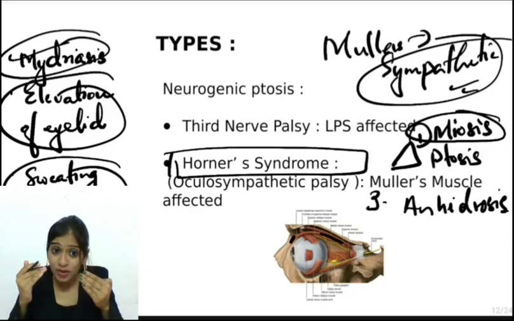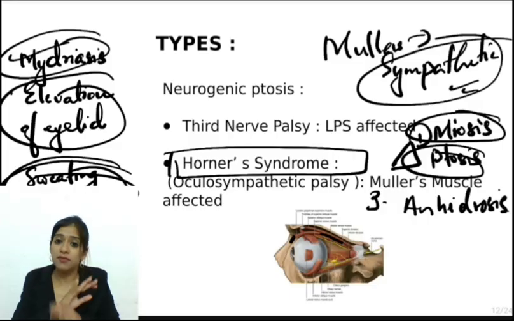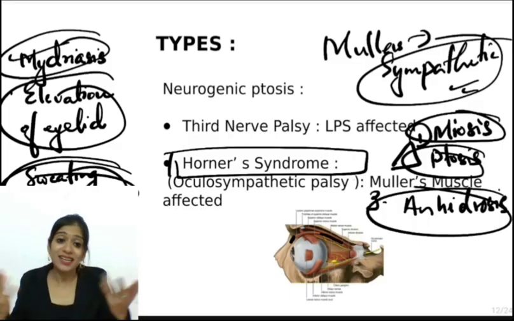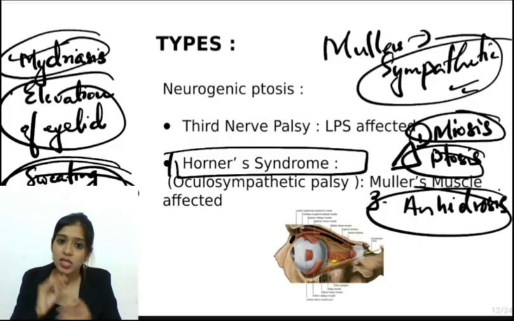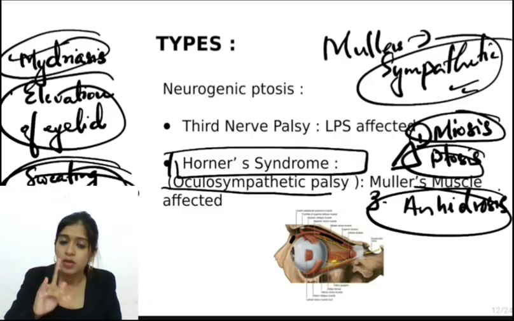So what happens? There is going to be drooping of the eyelids, and that is called ptosis. And sweating will not happen when these fibers are affected. So this leads to anhidrosis, that is loss of sweating. Horner syndrome is also called oculosympathetic palsy, and here which muscle is affected? Muller's muscle is affected.